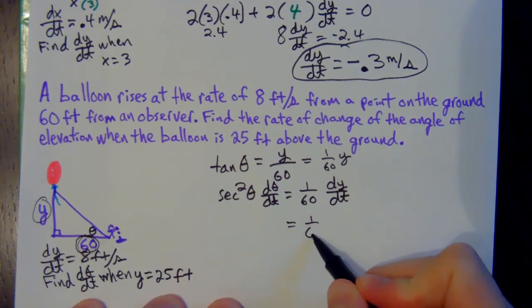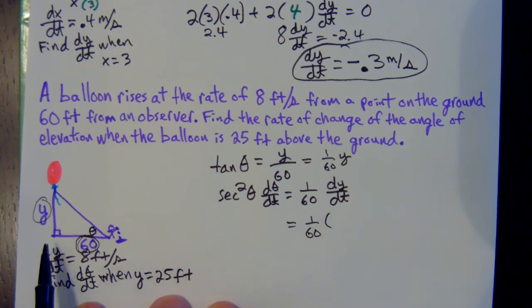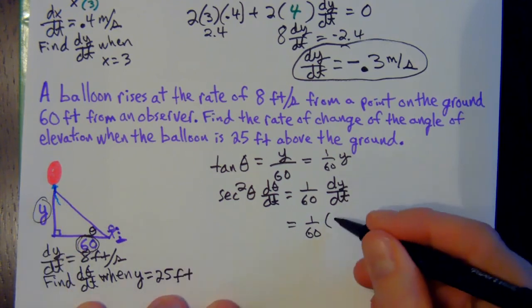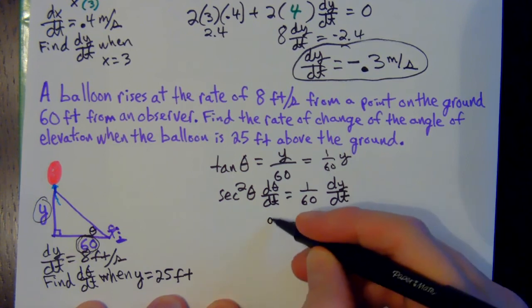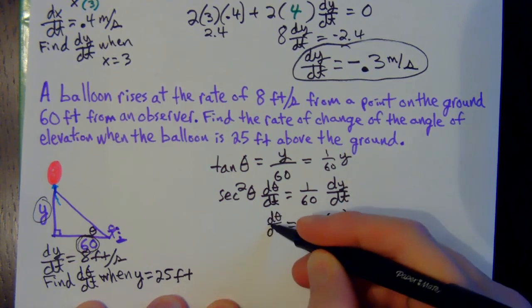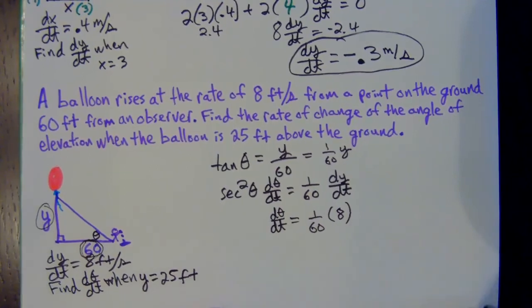So let's plug in as much info as we have here. I got the 1 over 60. We are given the dy dt, and I know that was positive because that distance was increasing, so we know that's going to be 8. The d theta dt, I don't know what that is, but that's all right because that's what we're trying to figure out.